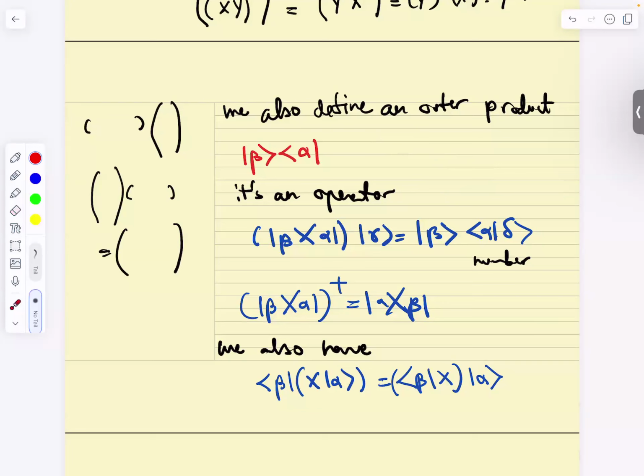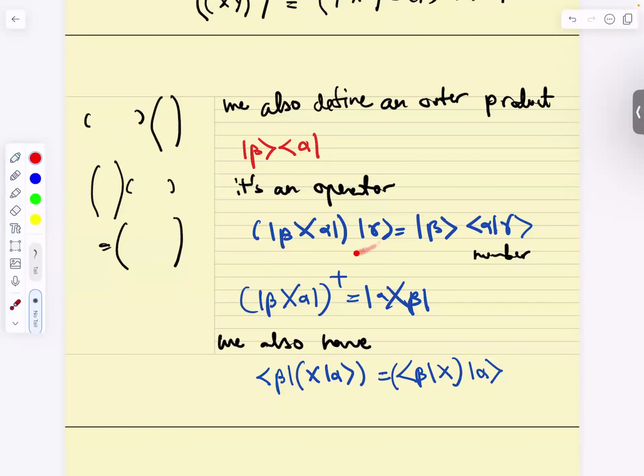Sorry, a quick question. Right under it, it's an operator. You have the outer product of beta and alpha applied to gamma, and then you have beta and then the inner product of alpha with delta. Is that... Oh yeah, no, that's a typo. Thank you. That's a stupid typo. Thank you.